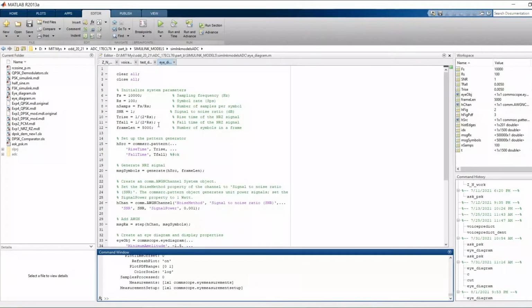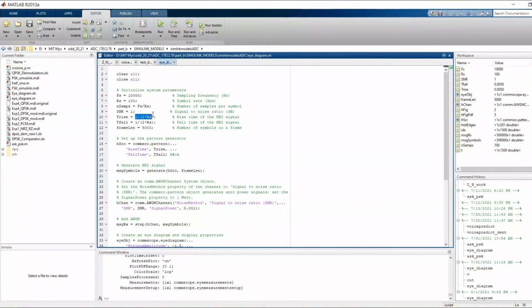Now I have changed the rise time and fall time, which was earlier 1 by 5 Rs. Now it is 1 by 2 Rs. With this, the rise time and fall time I have increased. That means spreading of the pulse is more now. Let us see the impact of this on the eye diagram.